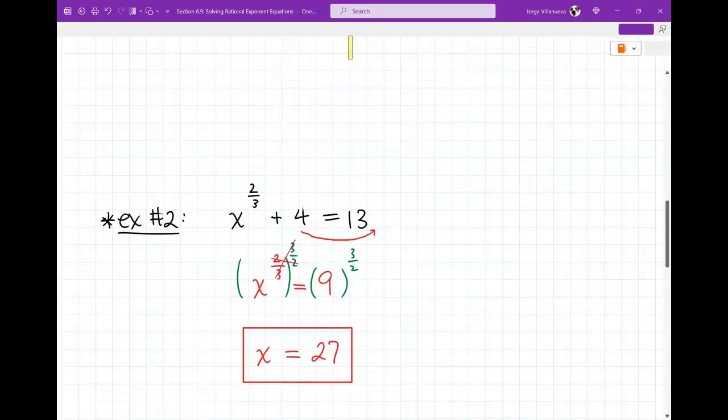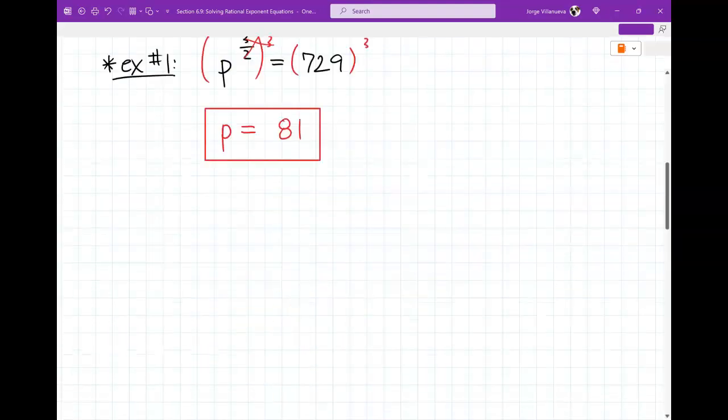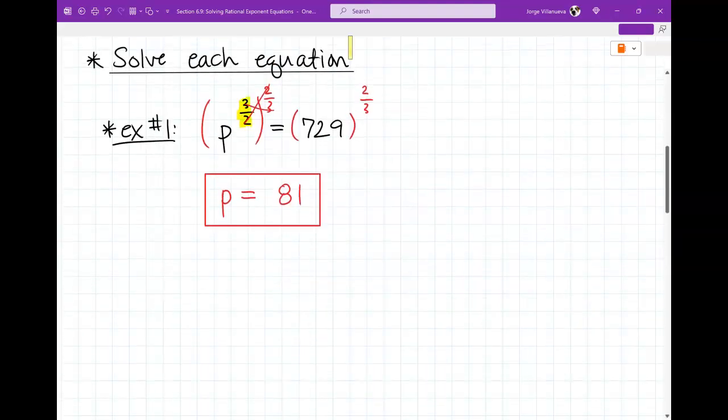Whereas in the previous problem, I was trying to isolate this. I wanted that all by itself, that way I can use that trick of raising it to a power that's its reciprocal. Same with this one, right? I wanted to isolate the 3/2. It was already isolated, so I was able to immediately do that little trick of flipping the power and raising it to that power. So if it's already set up for you, then go ahead and do the trick.